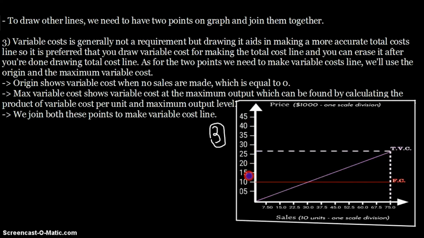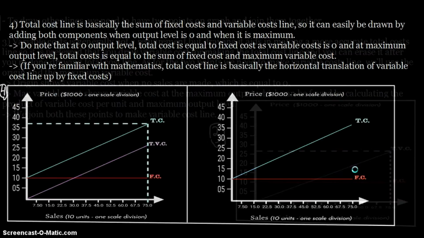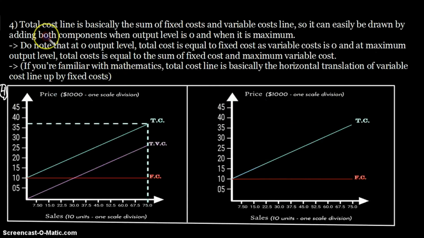Now this scale is not accurate, so I can't pinpoint the value right now, but of course when you have it on a graph, then you can easily pinpoint the value. We joined both these points to make the variable cost line. So this point was joined with this particular point, and we had a total variable cost line. Moving on, we need to have a total cost line. The total cost line is basically the sum of fixed costs and the variable cost line. So it can easily be drawn by adding both components when output level is 0 and when it is maximum.